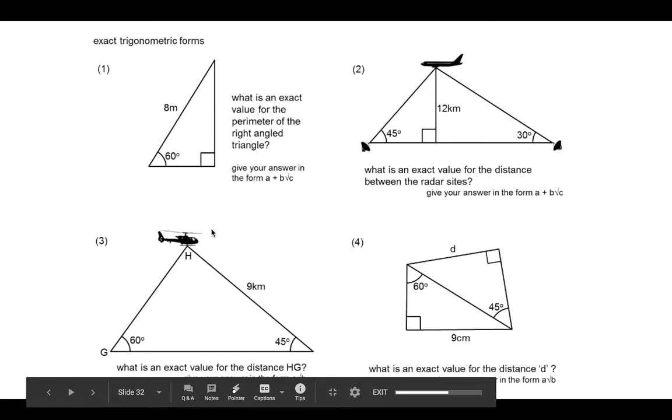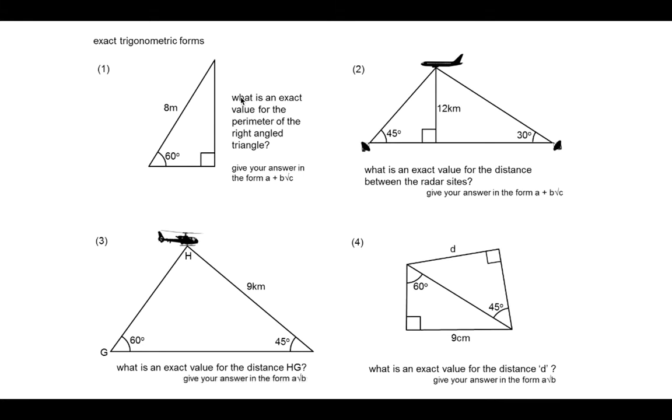We're going to look at question 1 here. They're giving us this right triangle and asking what is the exact value of the perimeter for this triangle here. Notice how it says give your answer in the form a plus b times the square root of c. That will be important as we go on. We're using exact trigonometric forms.